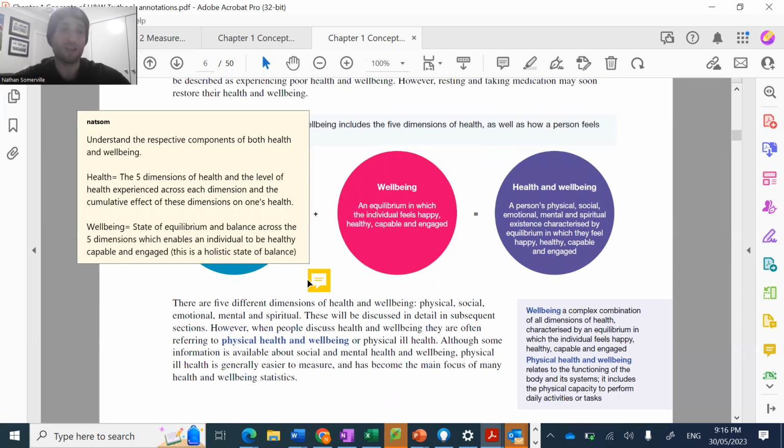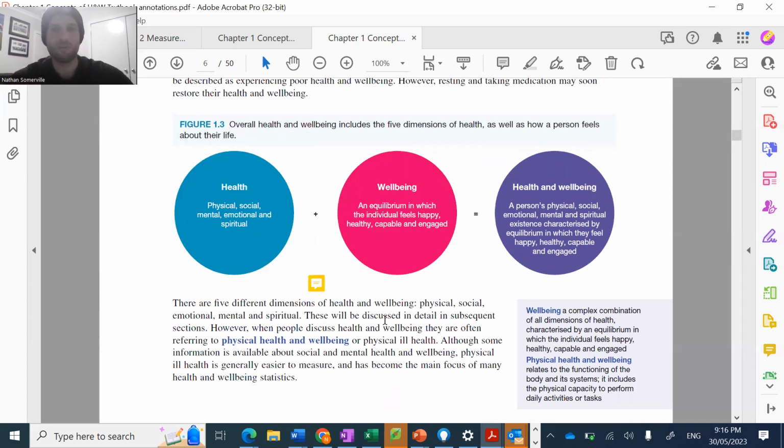Realistically, I hope that you sort of understand this. You understand the difference between health and well-being. All you need to remember to understand this is that health is the 5 dimensions, well-being is the overall state. Right? So that's what you need to understand. And then health and well-being is the combination of the two definitions. So it's a simple concept. If you get asked what well-being refers to, make sure that you refer to the fact that it's the equilibrium, it's the state, it's that holistic balance of health, whereas health is just the 5 dimensions. How healthy are you in 5 dimensions, and what is the cumulative effect of those 5 dimensions of health?